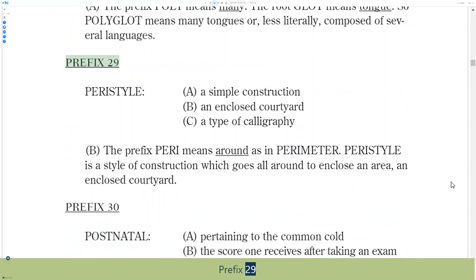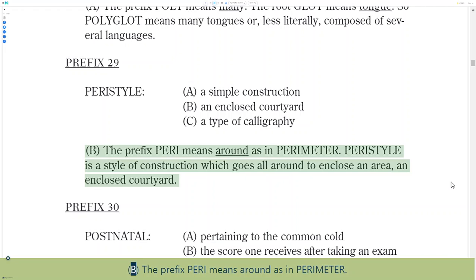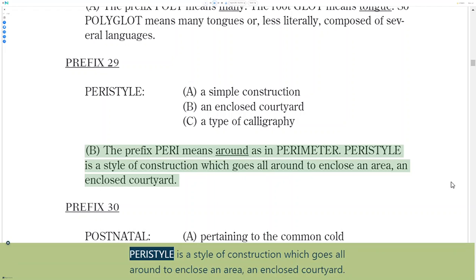Prefix 29. Peristyle. A. A simple construction. B. An enclosed courtyard. C. A type of calligraphy. B. The prefix peri means around as in perimeter. Peristyle is a style of construction which goes all around to enclose an area, an enclosed courtyard.